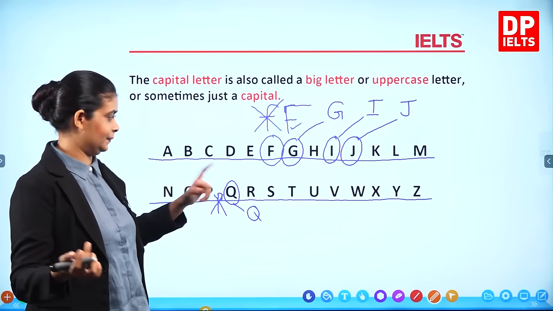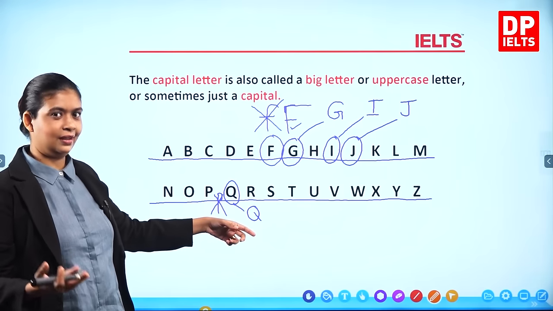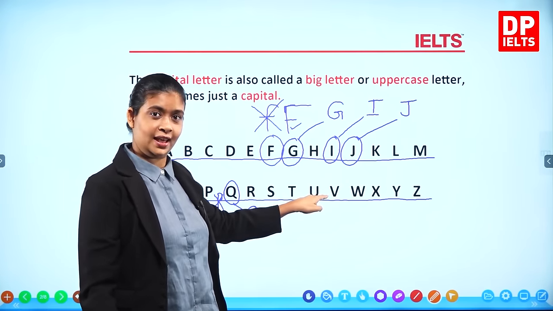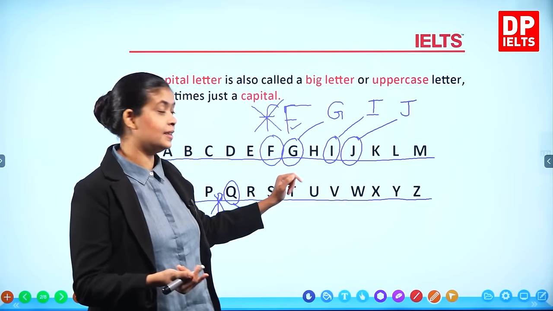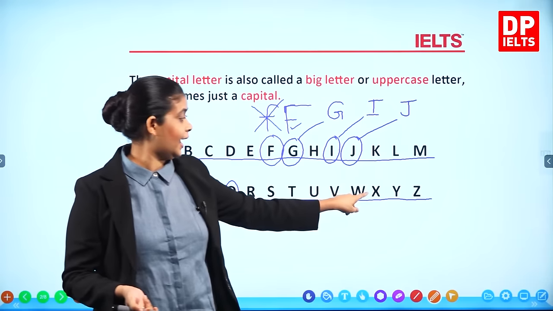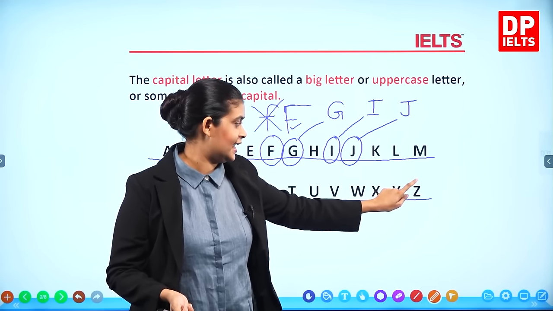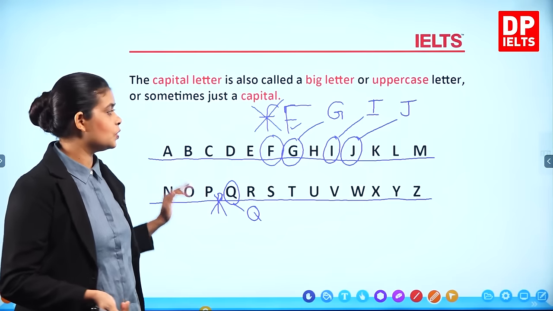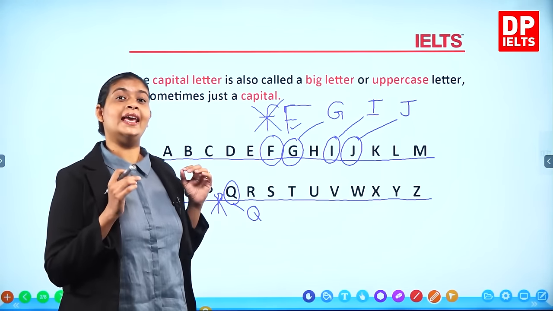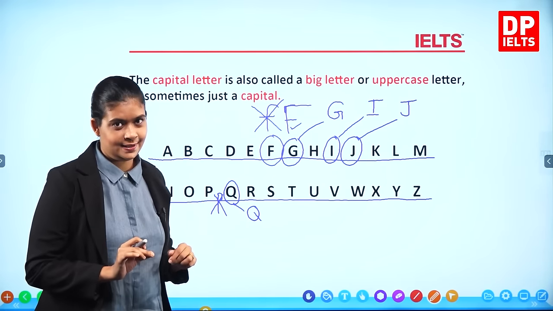It needs to be bigger. T, U, same as S. Okay. V, same way, okay. W, X, Y, Z, or we call it Z. Okay. So all of these letters here, we call them capital letters or uppercase letters.